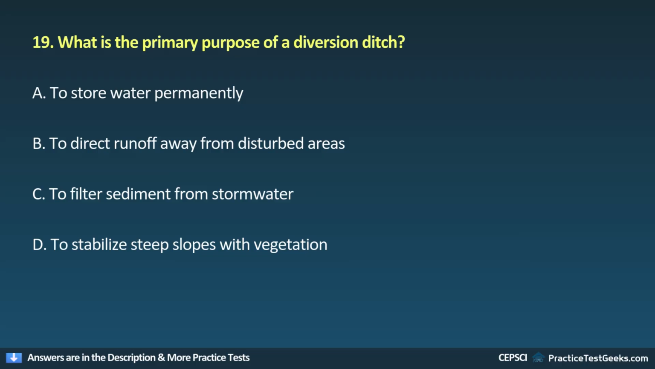19. What is the primary purpose of a diversion ditch? A. To store water permanently. B. To direct runoff away from disturbed areas. C. To filter sediment from stormwater. D. To stabilize steep slopes with vegetation.